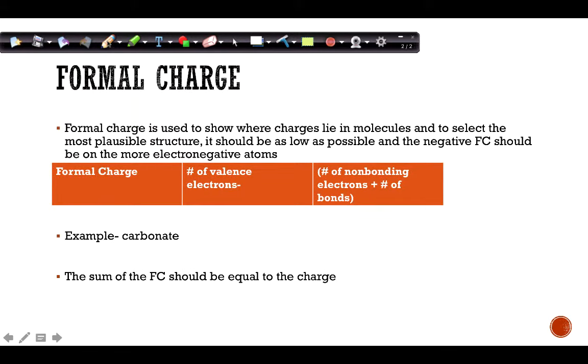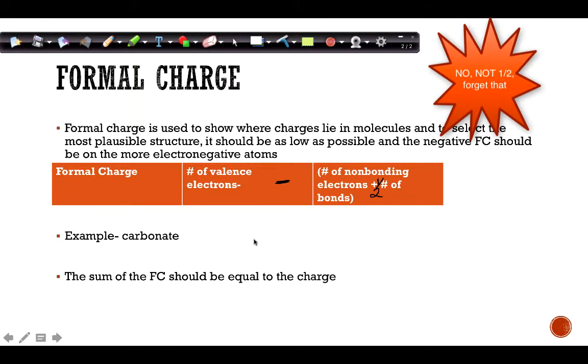All right, so formal charge is used in two different ways. It's used to show where the charges might lie in the molecule, and it's also used to show what the most possible resonance structure is. Basically, you want to make sure your formal charges are as low as possible, that they add up to the overall charge, and that the more electronegative atoms have the negative formal charge. So to get formal charge, you're going to take the number of valence electrons and subtract the number of non-bonding electrons plus 1/2, I think that should be 1/2 the number of bonds.